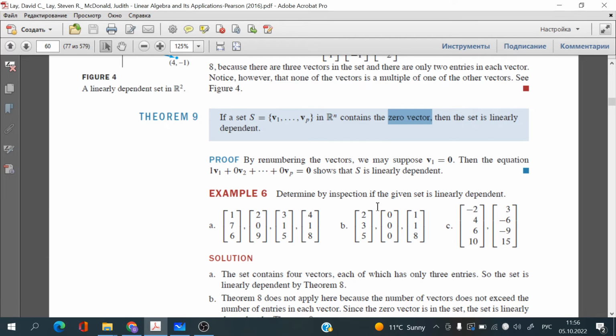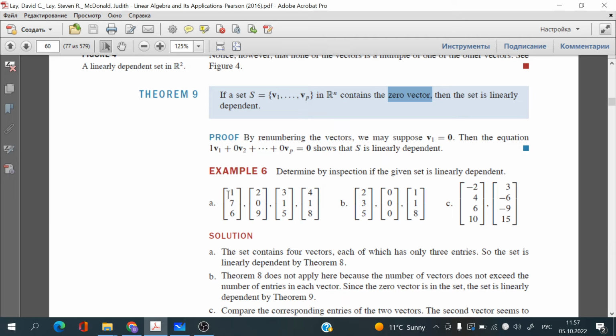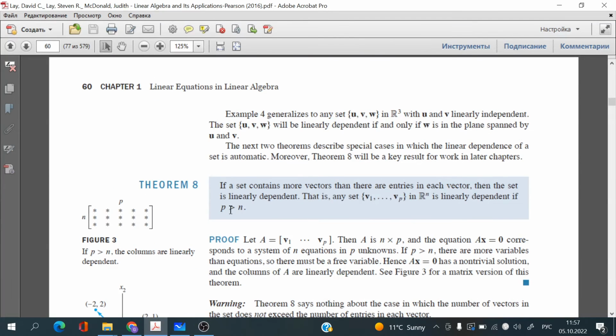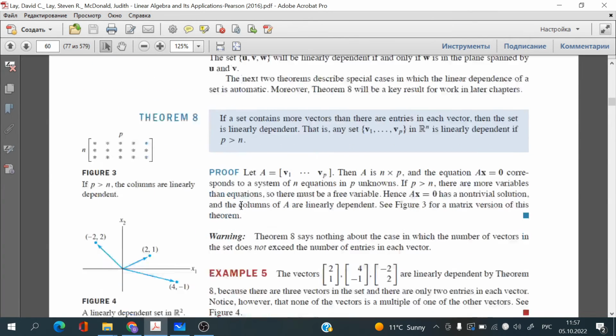Now let's consider example number 6. So just look at part B. We have a vector which contains 0, 0, 0, and it says if our set contains the zero vector, then the set is linearly dependent. So indeed, this is linearly dependent. And this one is also linearly dependent. Why? Because we have 1, 2, 3, 4 vectors, correct? But we only have 3 rows in each vector. Do you remember I told you about this one? P greater than n. That's why we have linear dependence.